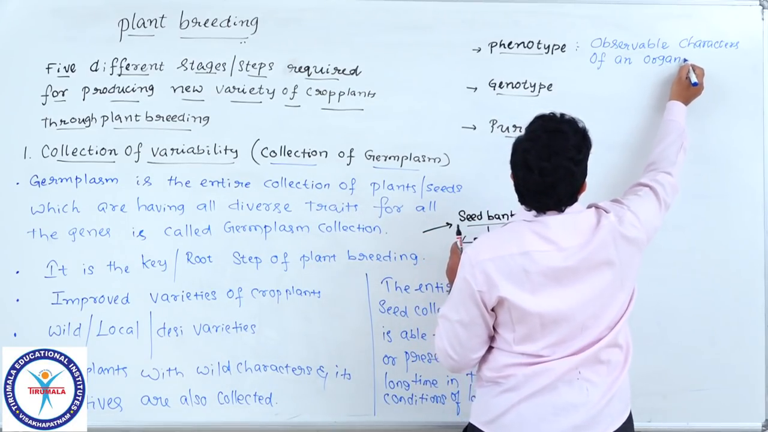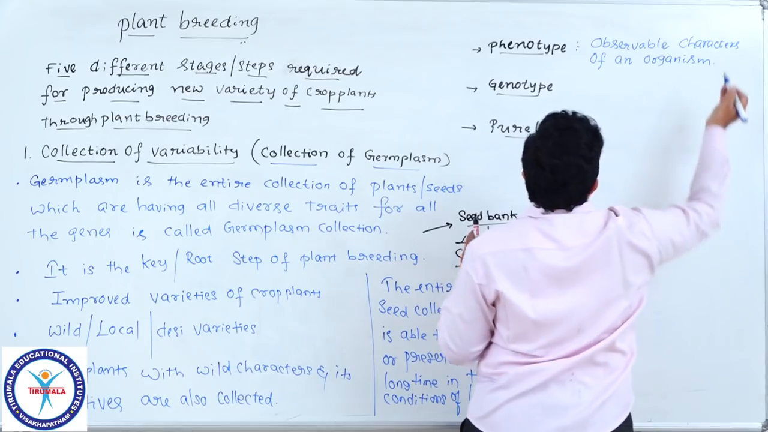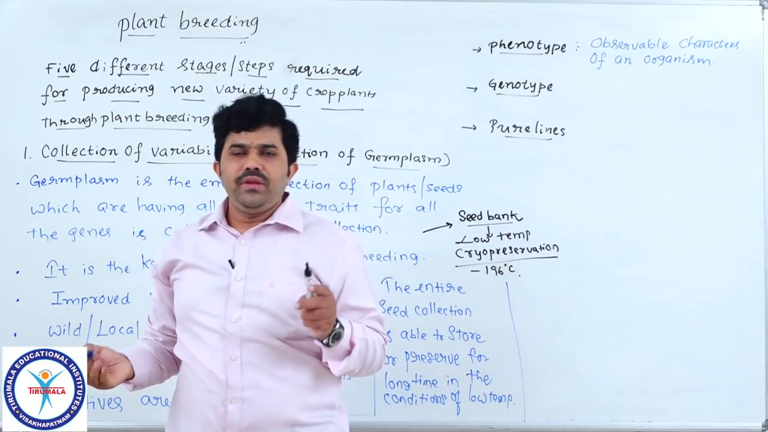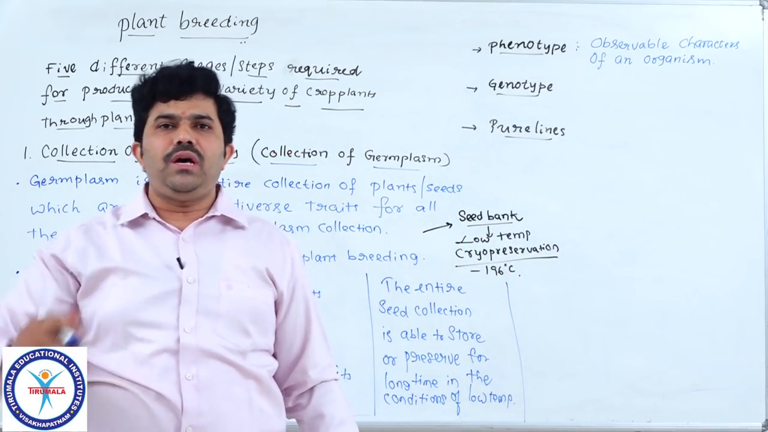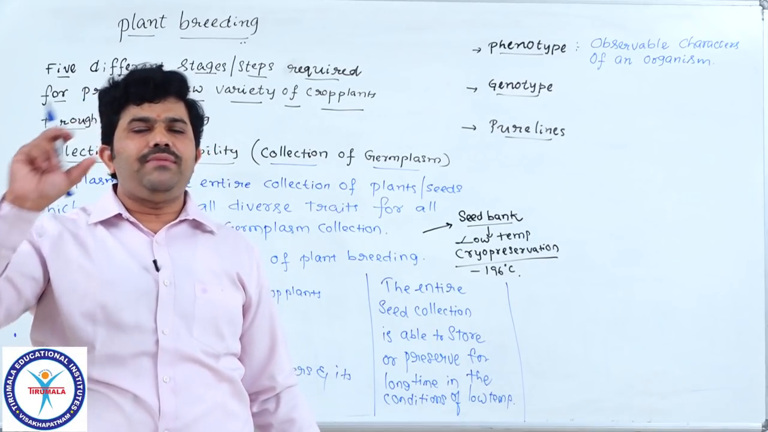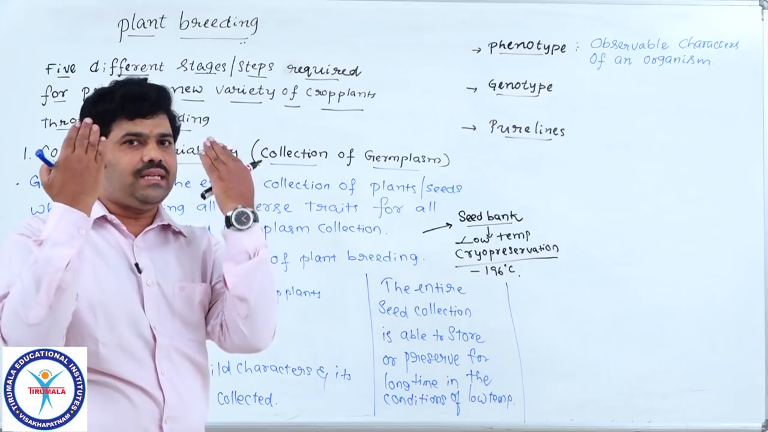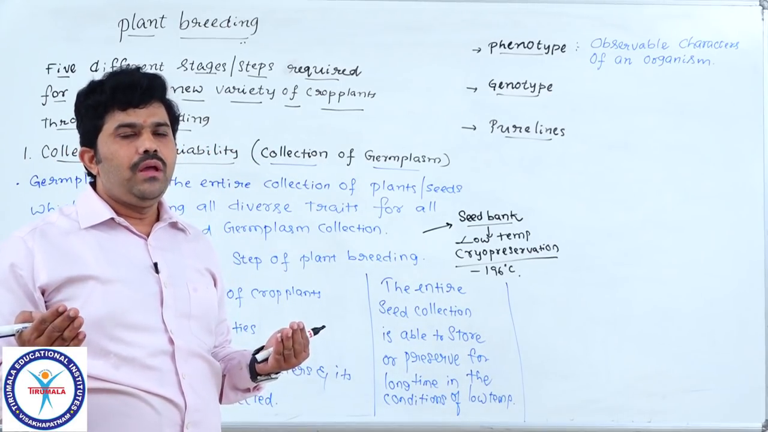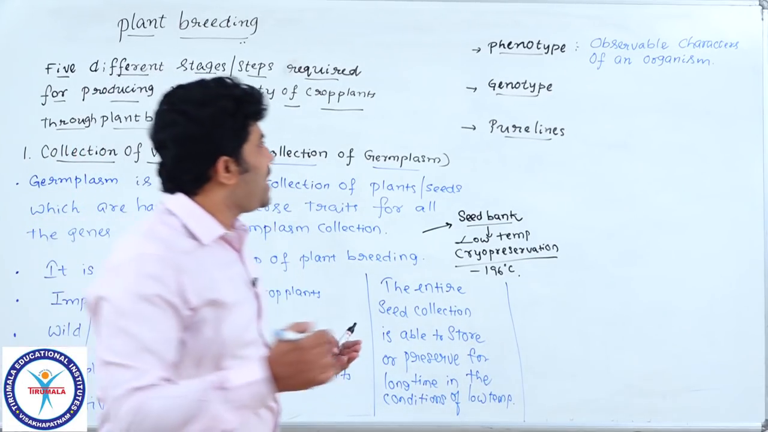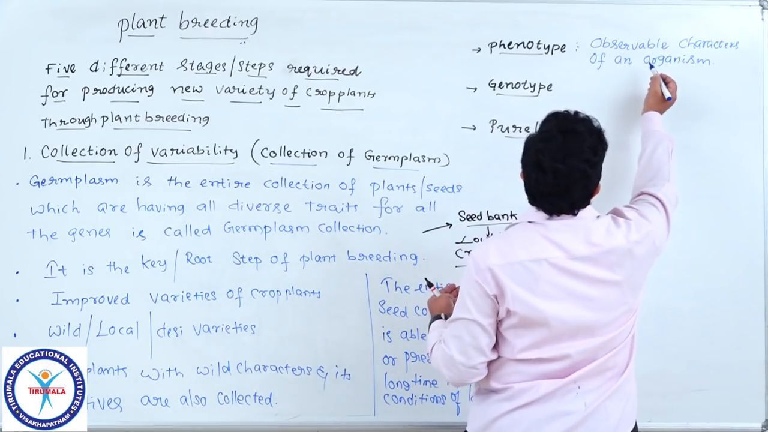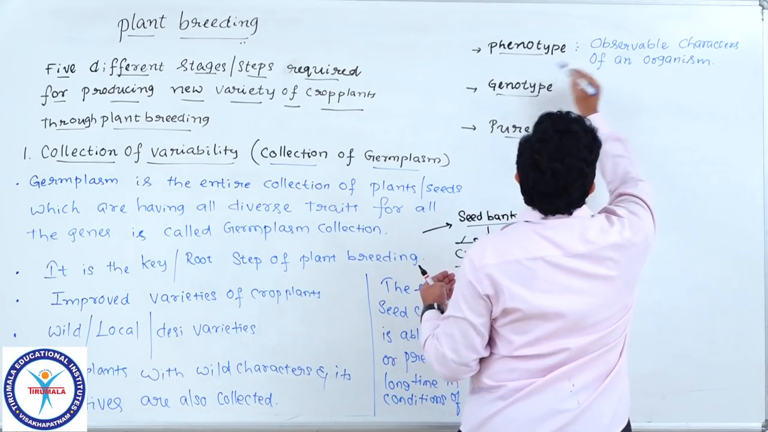In the organism, whatever character is easy to observe without any test, we observe by observing the living organisms. Whatever characters differentiate one organism from another, the characters expressed and visible to us, are collectively called phenotypic characters.